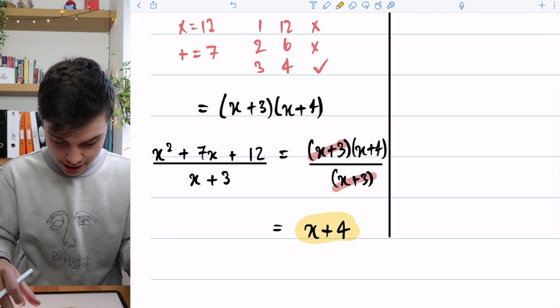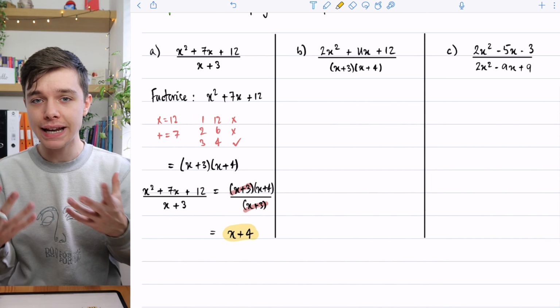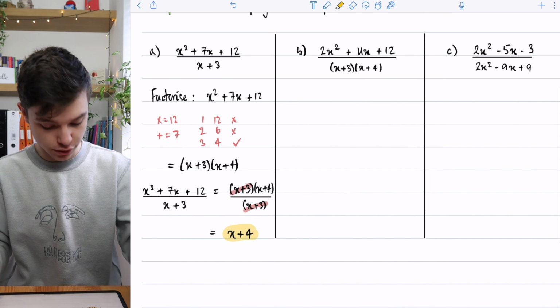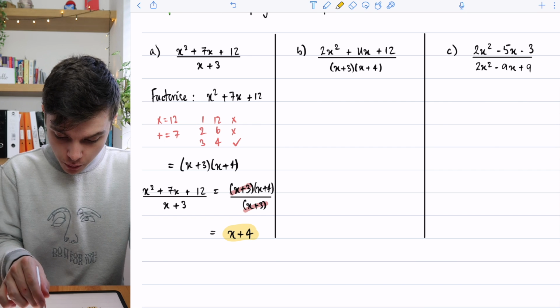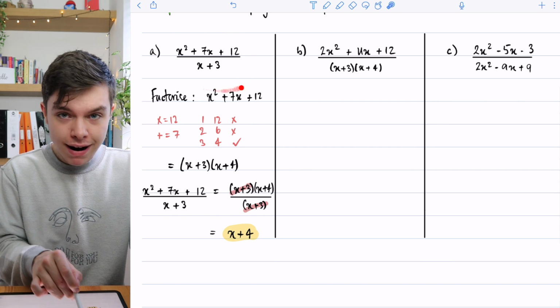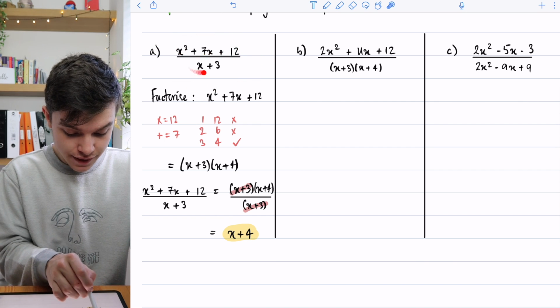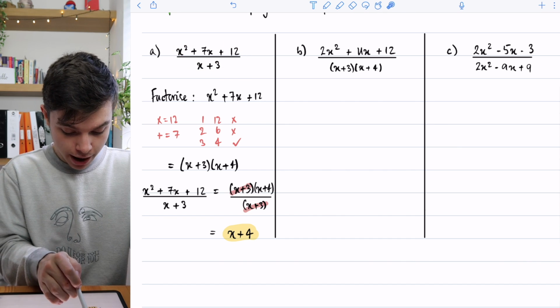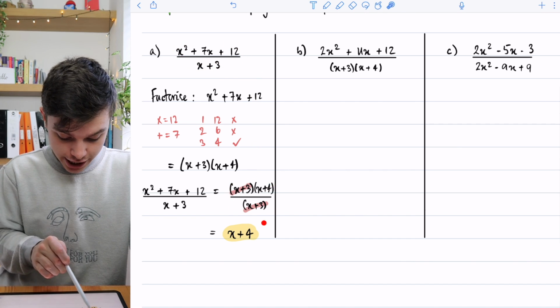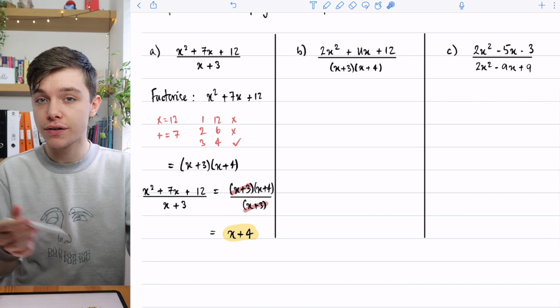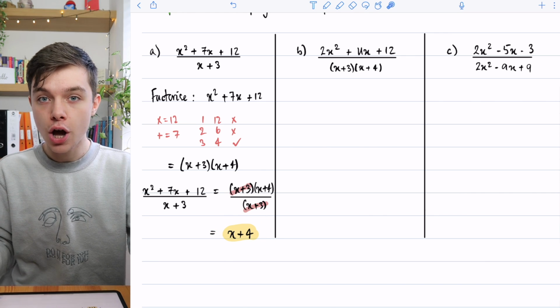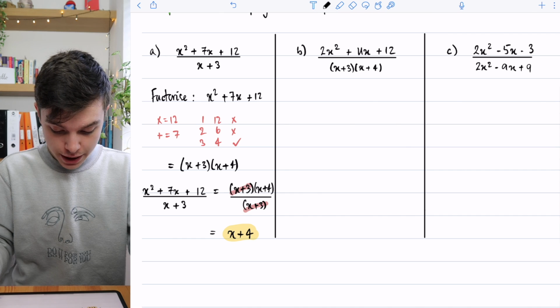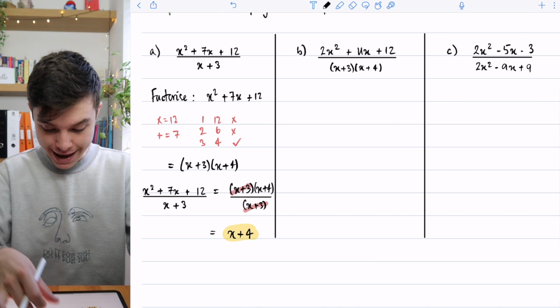And then that is our final answer, because we can't do anything more with the term x plus 4, okay? So really quite nice that we've gone from a fraction that had a quadratic divided by a linear term. The quadratic was not factorised, but we were able to factorise it, do some cancellation, just to leave us with x plus 4, okay? I think that's quite a good skill to have. So let's have a look at B.